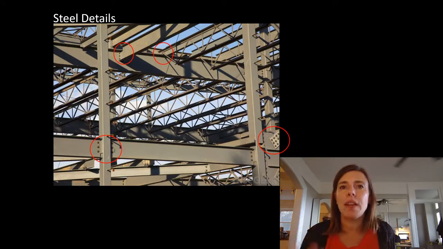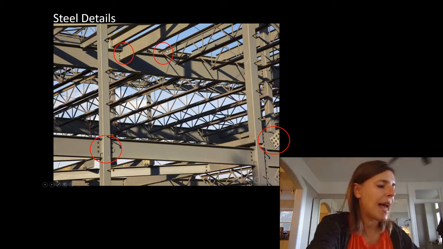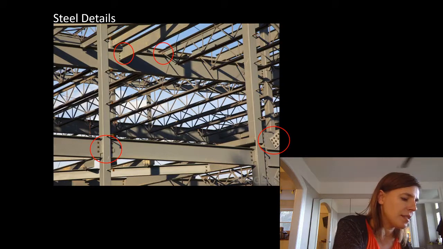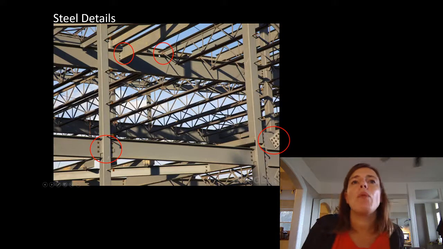For most conventional open web steel joists, it's about 4 inches. I'm gonna add that on for you too, for the details. I'm gonna add that little info, just because, why not, right? So that's about 4 inches.